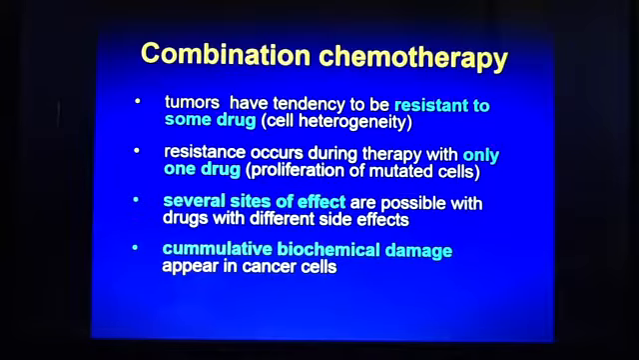Combination therapy. Tumors have the tendency to be resistant to some drugs, called heterogeneity, and resistance occurs during therapy with only one drug, which is the proliferation of mutated cells. Several sites of effect are possible with drugs with different side effects. And there is cumulative biochemical damage, which appears in cancer cells.